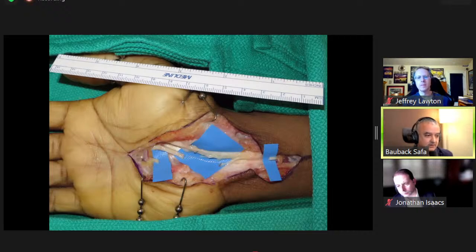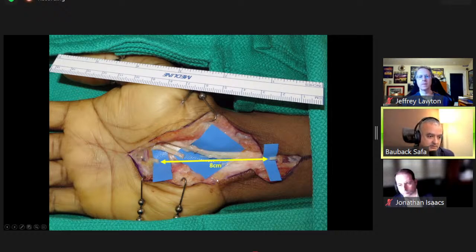We identified the motor branch. We have the sensory nerves to the thumb and the radial index. And we had a 3 centimeter gap in the common digital to the second web space. And interestingly enough, by the time we trimmed this back to a supple nerve, we had an 8 centimeter gap in the nerve to the third web space.